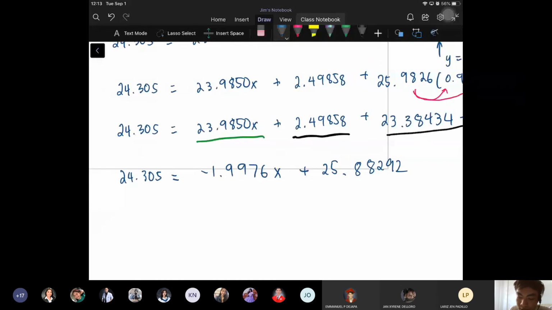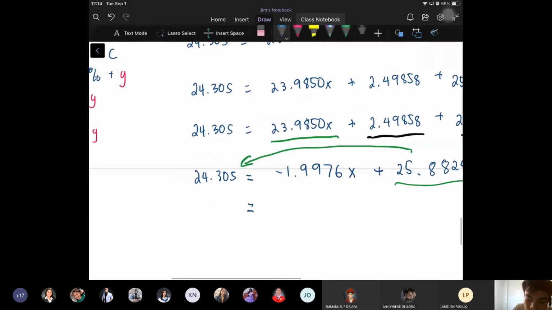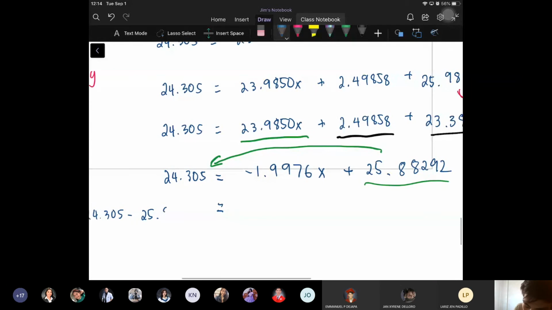Then what else now? What can I do? I can transpose this to the other side so that I will be left with just an x on the right side. By transposing that, I will subtract it by 24. What we're doing is just algebra. There's no chemistry here anymore.